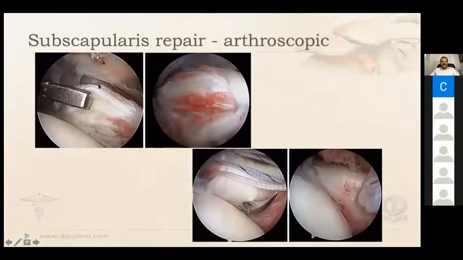So that is the subscapularis tendon being pulled onto its footprint. That is the tear. The humeral head is on the left side, and bites being taken, and that is after the repair. The one on the lower part, the humeral head and the subscapularis repaired onto it. It is torn off from there.